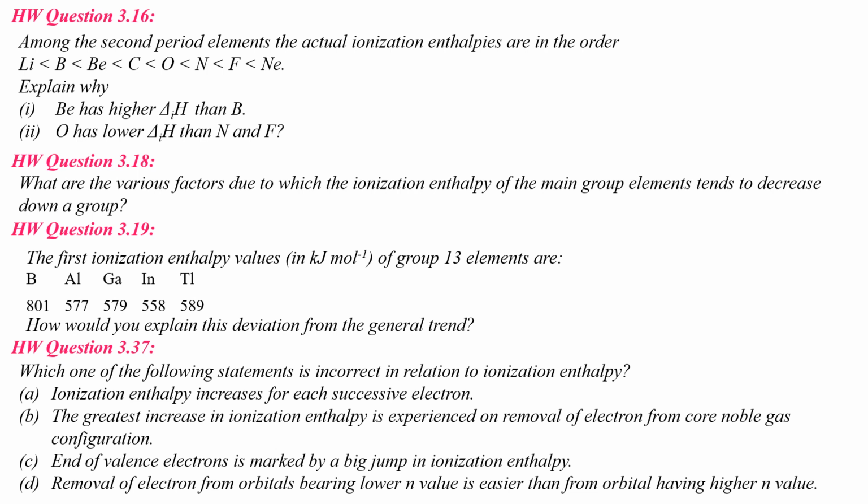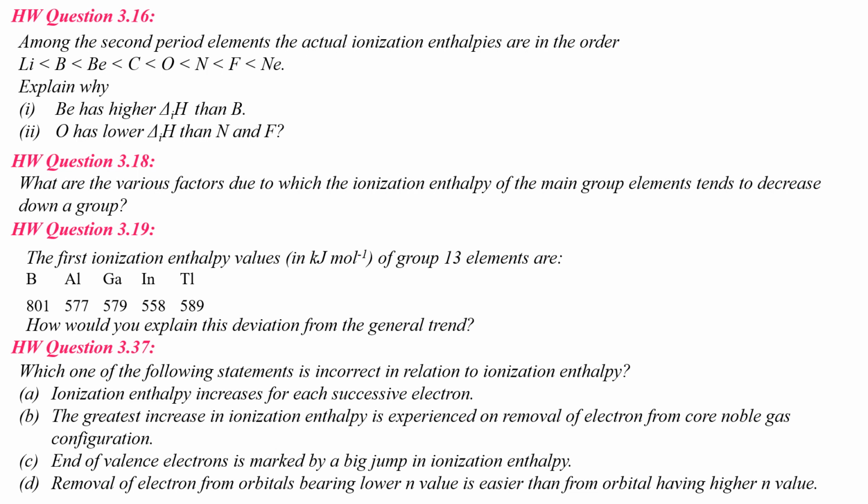Now, question 3.18. What are the various factors due to which the ionization enthalpy of the main group elements tends to decrease down a group? In this question you are asked to write down the various reasons for the decrease in the value of ionization enthalpy of main group elements on moving down the group. For answering this question, you must first know what main group elements are. Elements belonging to the s and p blocks are called main group elements. So you must write the various reasons for the decrease in ionization enthalpy of these elements on moving down a group.